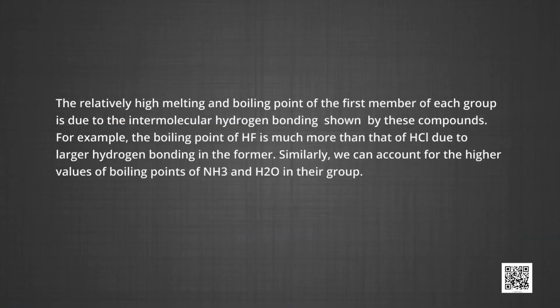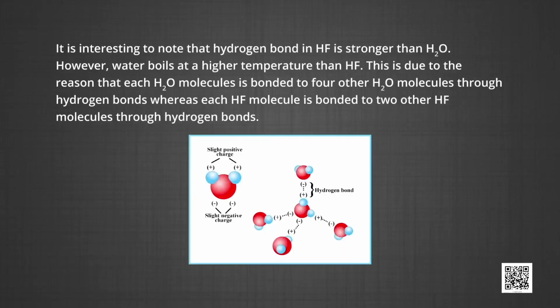and boiling points. The relatively high melting and boiling point of the first member of each group is due to the intermolecular hydrogen bonding shown by these compounds. For example, the boiling point of hydrogen fluoride is much higher than that of hydrogen chloride due to larger hydrogen bonding in the former. Similarly, we can account for the higher boiling points of ammonia and water in their groups. It is interesting to note that the hydrogen bond in hydrogen fluoride is stronger than in water.